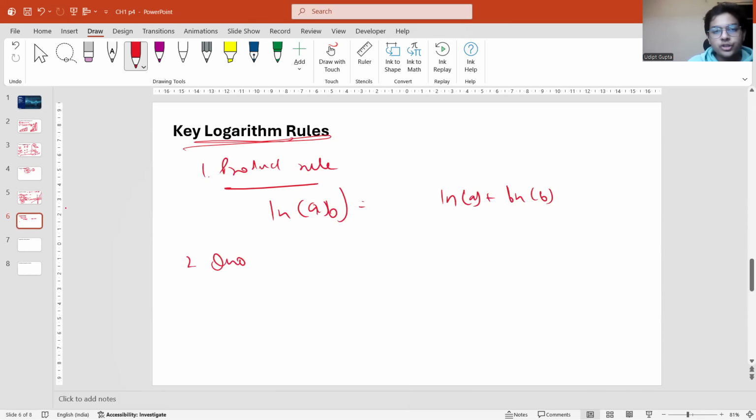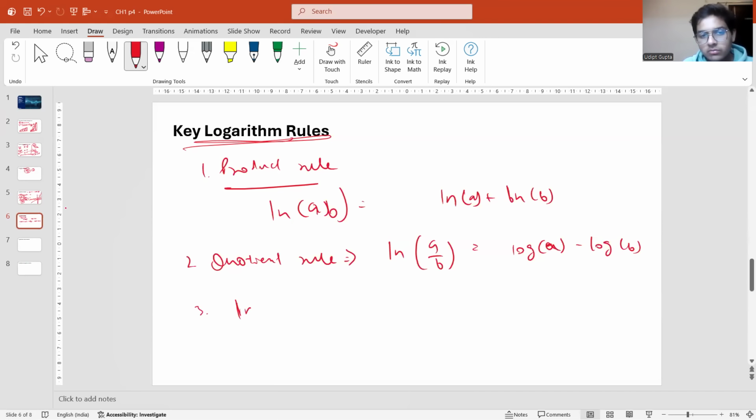The other is the quotient rule, where log A divided by B is equal to log A minus log B. The power rule: log A raised to the power B will be B times log A. So these are the three rules that we have in calculating logs. This is the power rule.